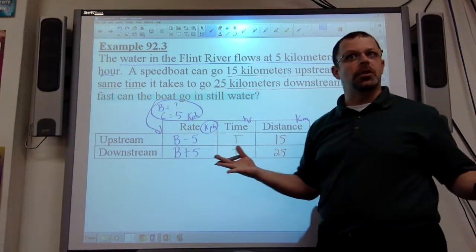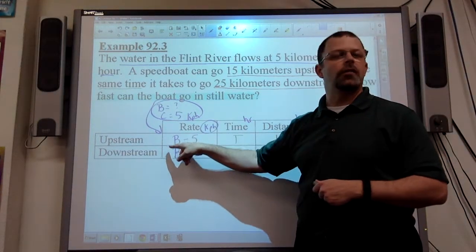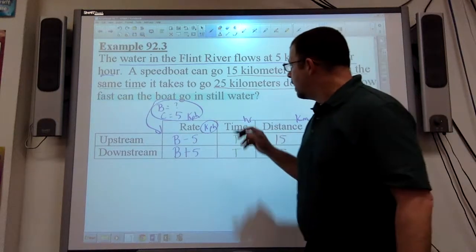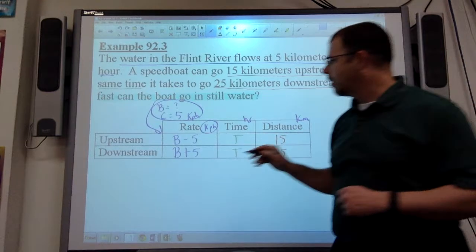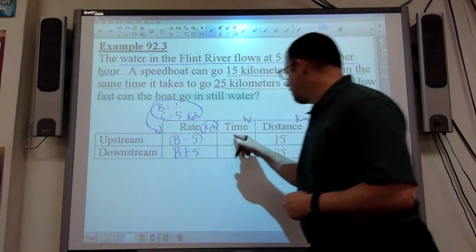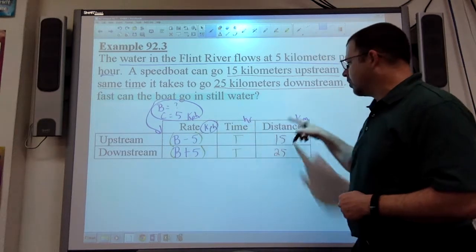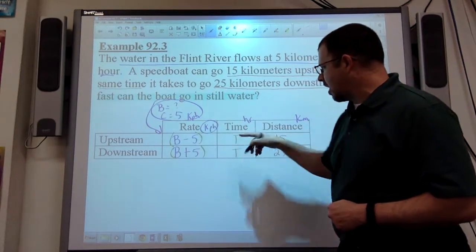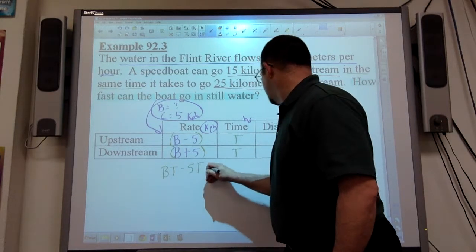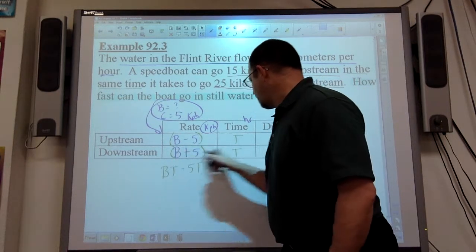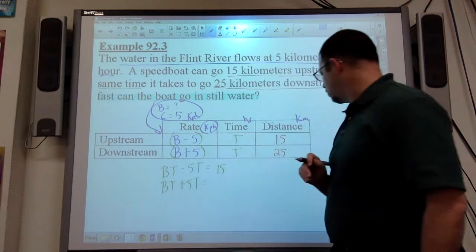So it's pretty much similar to the first problem. Difference is this first problem I didn't know the current. This time I don't know the speed of the boat. All right, but all they're asking for is how fast can the boat go in still water. So we're looking for B. Once again, I get a binomial times a monomial. In both cases, it's always rate times time equals distance. So if I do rate times time, I'm going to get BT minus 5T is equal to 15. And then this one's going to be BT plus 5T is equal to 25.